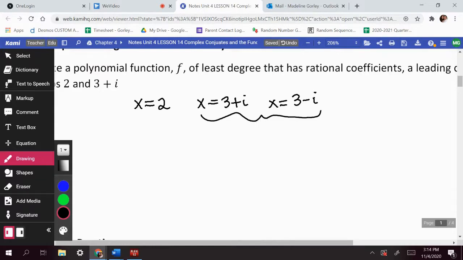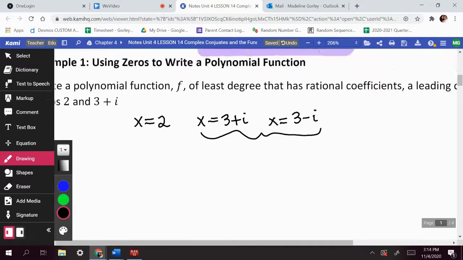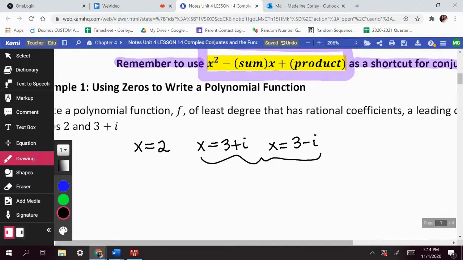I'm going to use my rule, x squared opposite sum x plus product, to help me quickly write a factor for those two solutions. So what would be the sum of these two solutions? If I add 3 plus i and 3 minus i together, what do I get? The i's cancel and I'd end up with 6. So I'll have x squared opposite of my sum times x plus, and now I need to know what the product is.